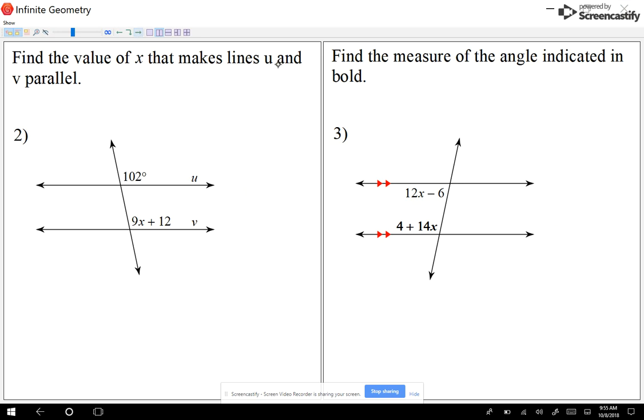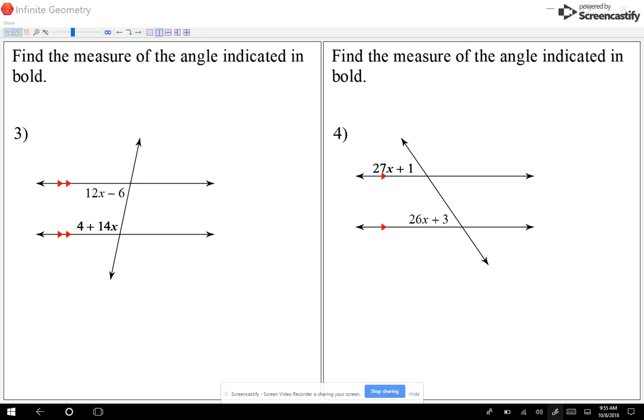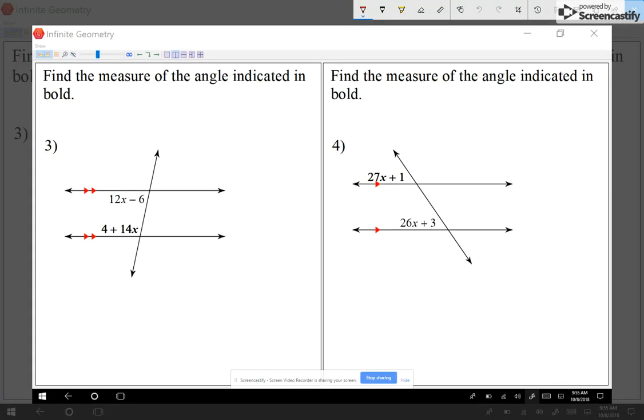Now let's take a look at examples 3 and 4. Here I'm asking you guys to find the measure of the angle indicated in bold. So for question number 3, I see that we have same side interior. The way I'm going to solve for x to begin with, I'm going to add everything. 12x minus 6 plus 4 plus 14x is equal to 180. Right? Same side interior, add everything and equals to 180.